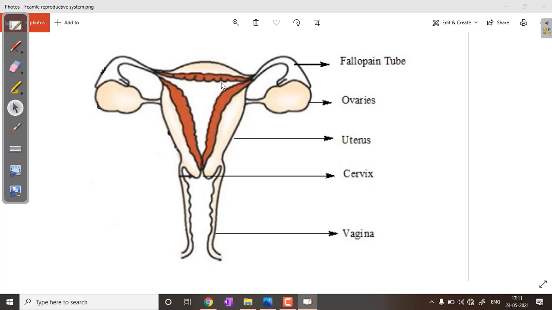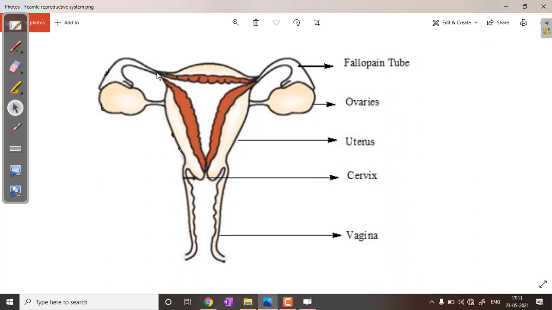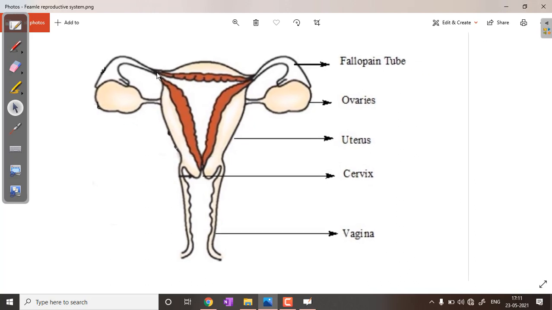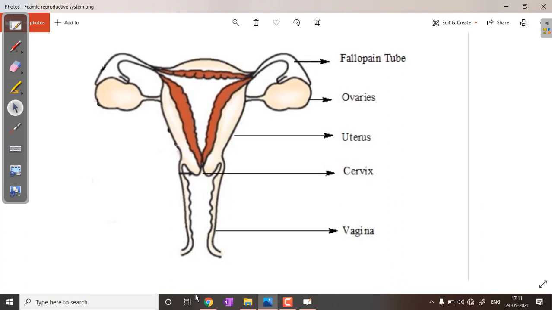If the zygote is being formed in the fallopian tube, it has to come and attach somewhere. It is not attached in the fallopian tube. It has to come and attach somewhere, otherwise it will come out from the vagina. So this attachment of the zygote takes place in the uterus, in the endometrium lining, which has become thick. Okay, so this endometrium lining becomes thick to receive the fertilized egg.